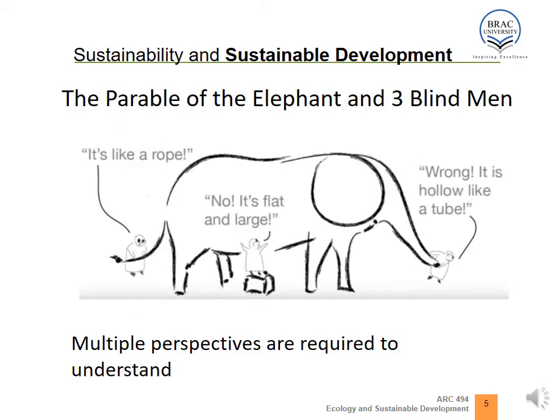So there is a famous parable of the elephant and three blind men. One man is holding the tail of an elephant, and he senses that it's a rope. Another man is touching the belly of the elephant, and he says no, it's a flat and large thing. And another one who is touching the trunk says it seems like a tube. So every person has a different perspective in the development scenario. Multiple perspectives are required in one place to understand the whole picture.